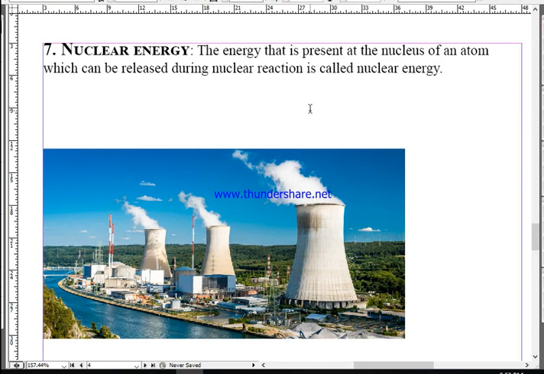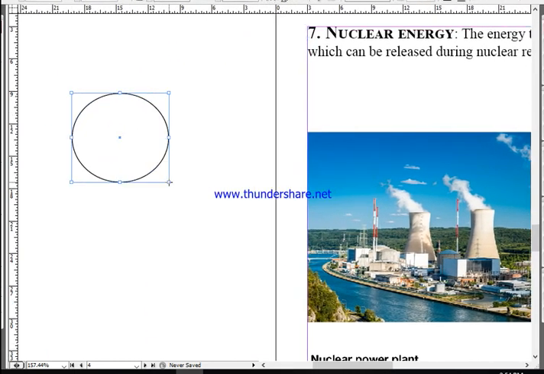And what does it mean? Once again, look here, this is an atom. And what does an atom contain? The nucleus of an atom contains protons plus neutrons. Now you know that in nature positive and negative attract each other, and a proton has positive charge, whereas a neutron does not have any charge, it is neutral.